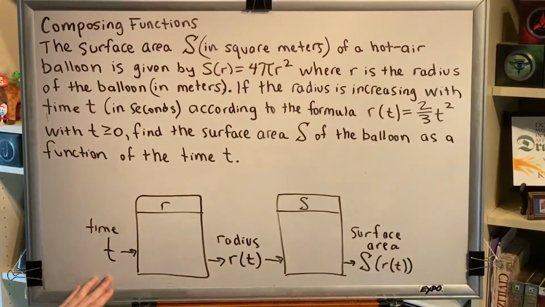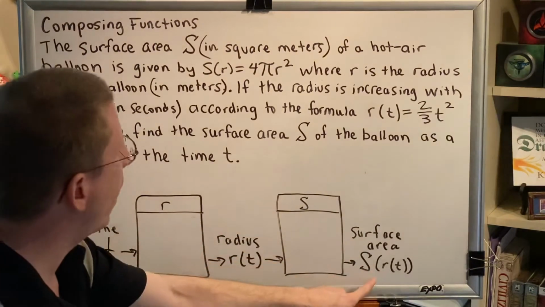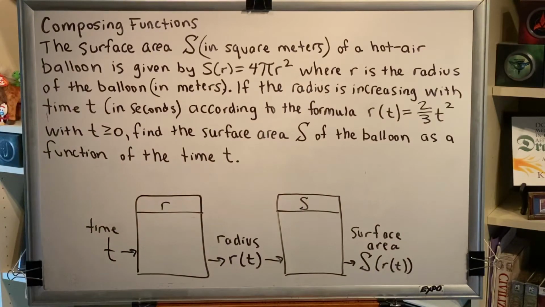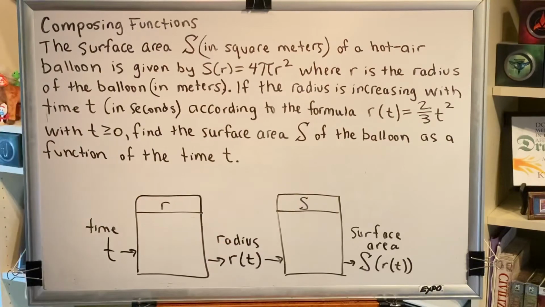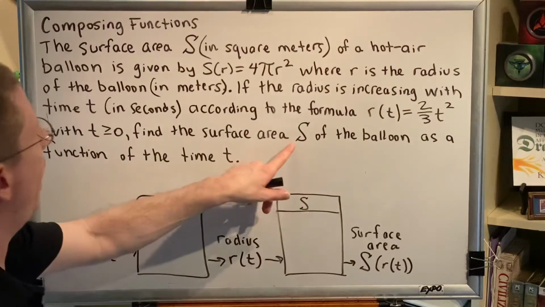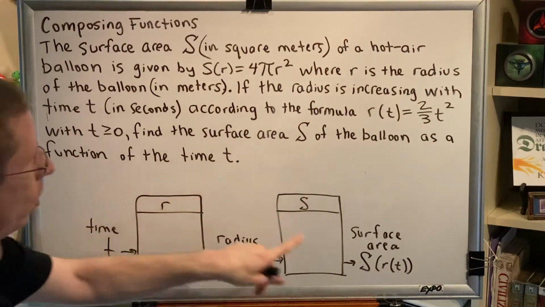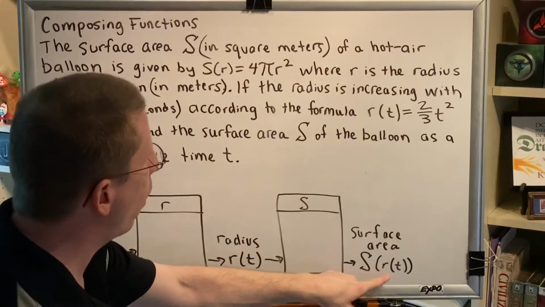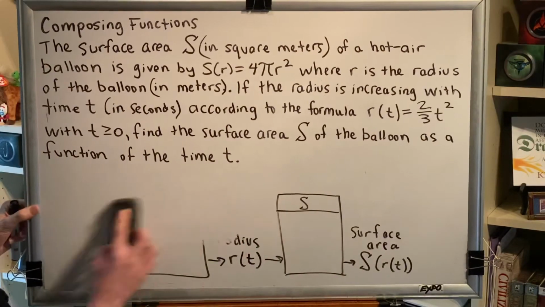So by composing the two functions together, we can come up with just one equation that links us directly from time all the way to surface area. And that is the goal of this problem. Okay, let's go ahead and begin. So we know that we want to express S as a function of t, which means we want to create S of r of t. Let's go ahead and do that.